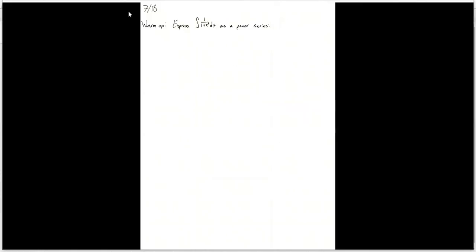Okay, so let's write this 1 over 1 plus x to the 5th as 1 over 1 minus the quantity minus x to the 5th. And then we can use the power series that we know for this form, right? And just plug it in.